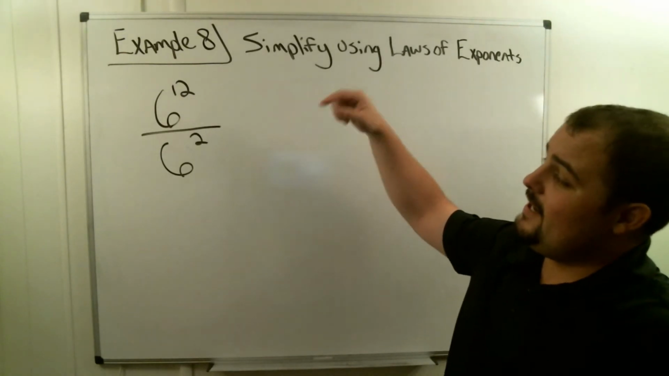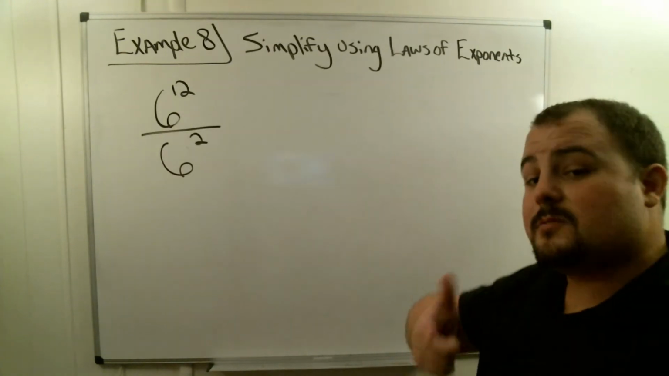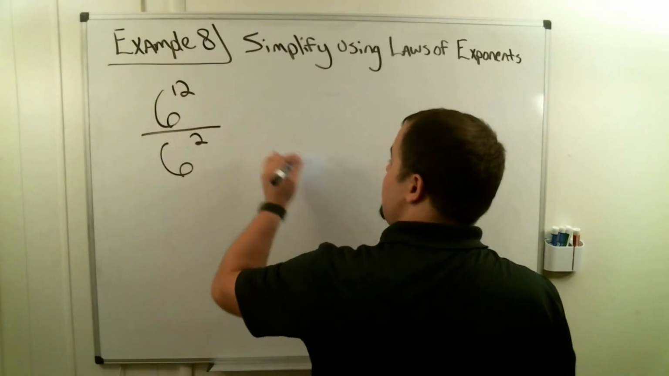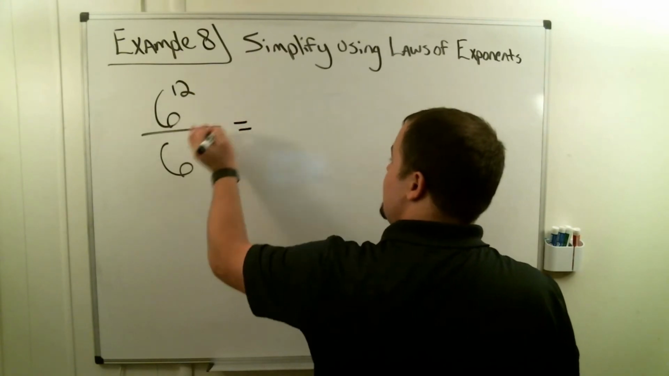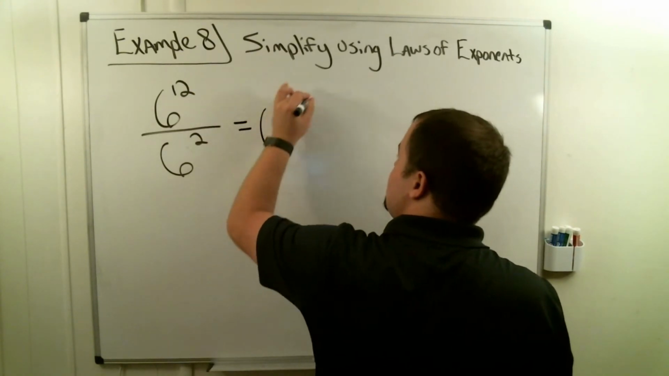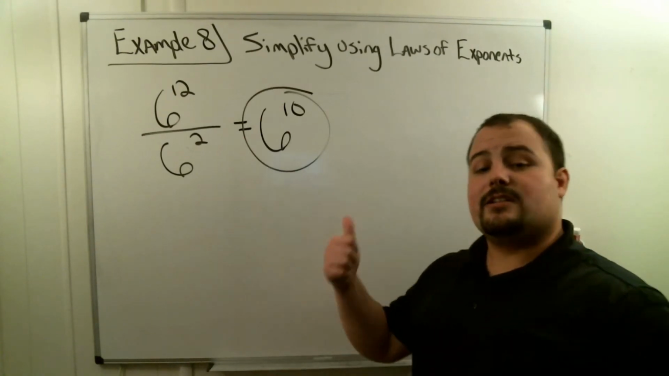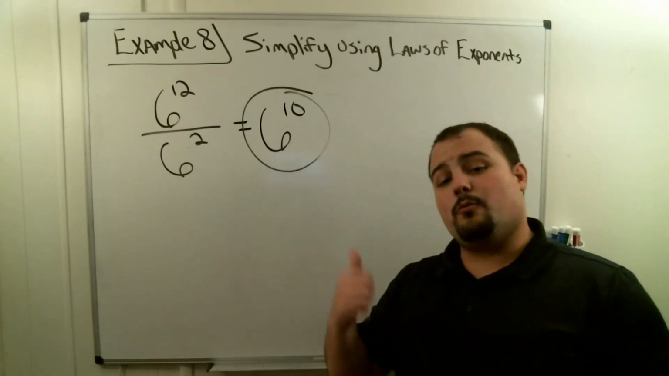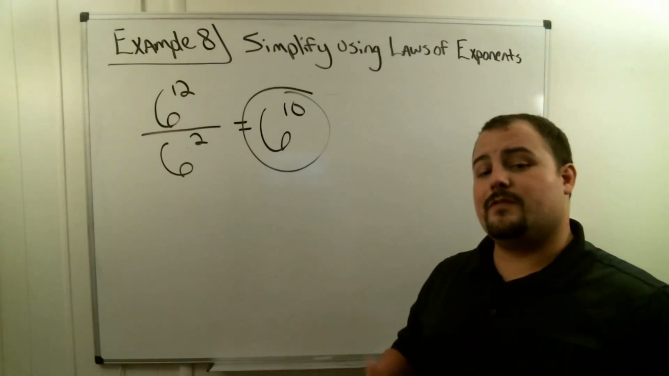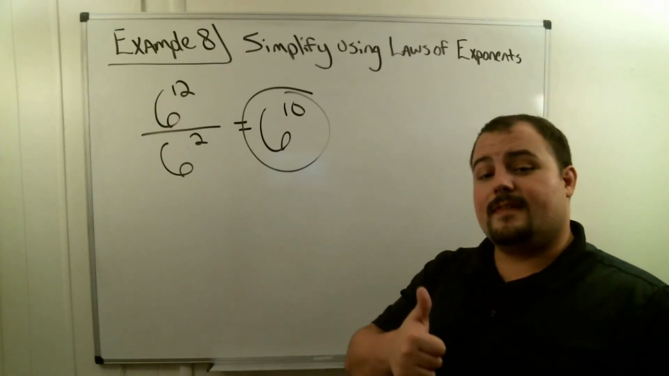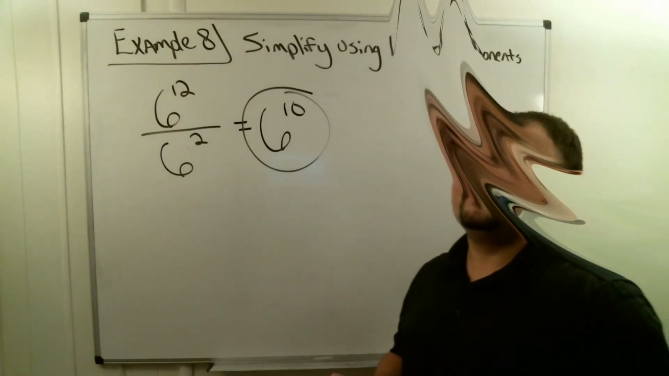Since we have two numbers dividing and they have the same base, we're going to go ahead and subtract those exponents. 6 to the 12th power divided by 6 to the 2nd power, 12 minus 2, that's 6 to the 10th power. And for right now, we can go ahead and leave it as a number with an exponent. Later on, we will expand that out and we will solve problems like that. But for now, go ahead and leave it like that. That's good to go, and that's how you do those problems.